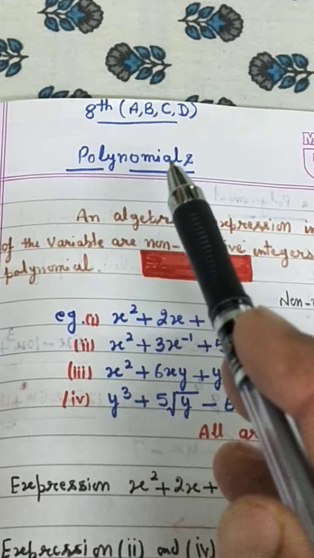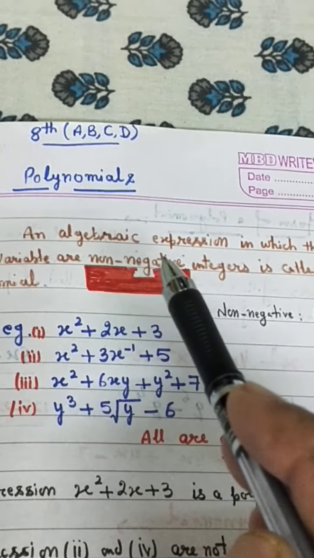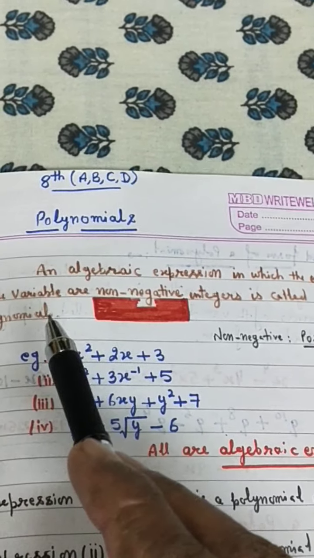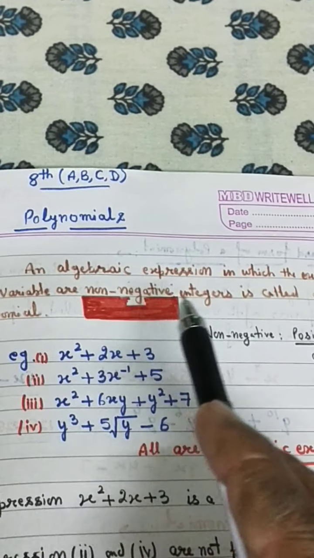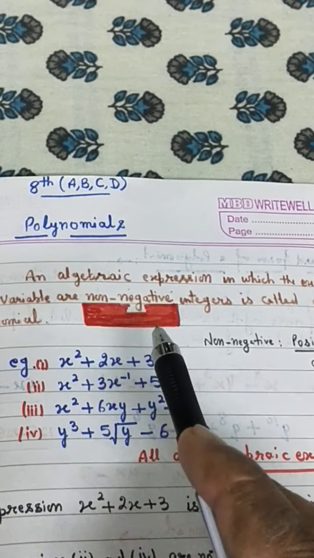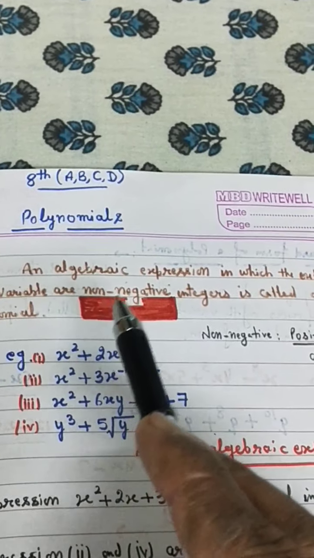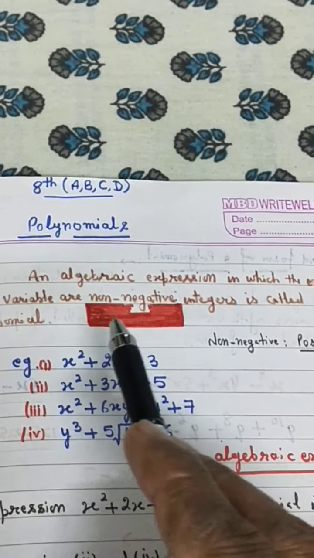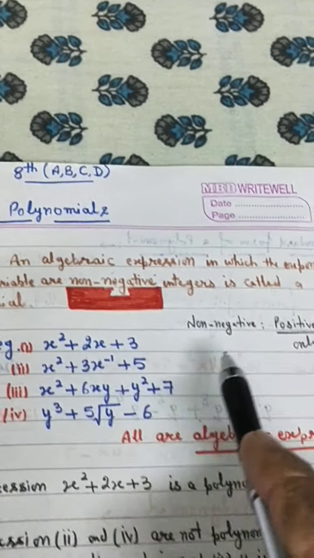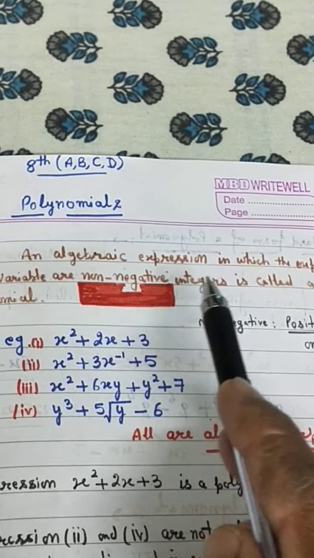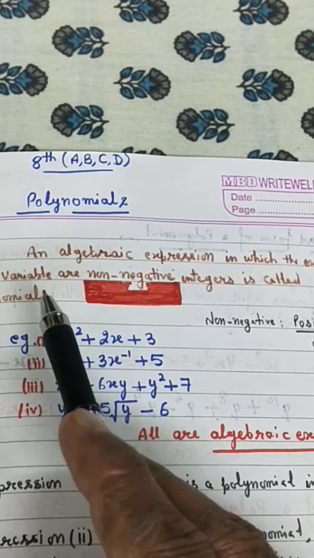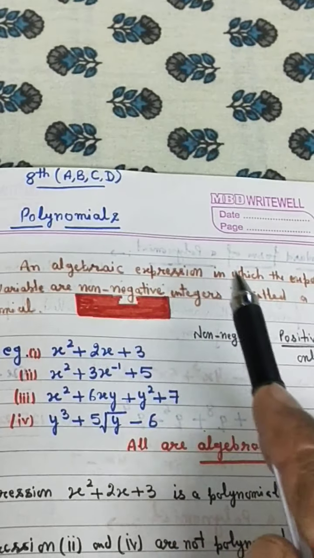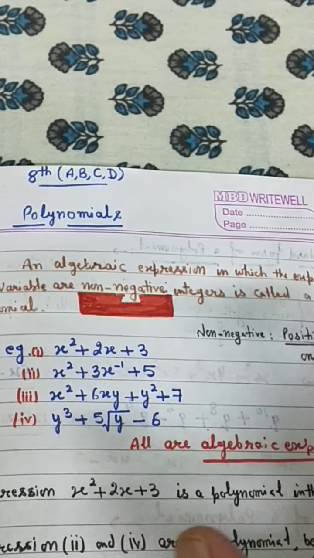In class 8, polynomials: an algebraic expression in which the exponents of the variables are non-negative integers is called a polynomial. Non-negative integers mean positive integers. It means if the exponent of the variable is only a positive integer, then it is a polynomial. Otherwise it is not a polynomial.